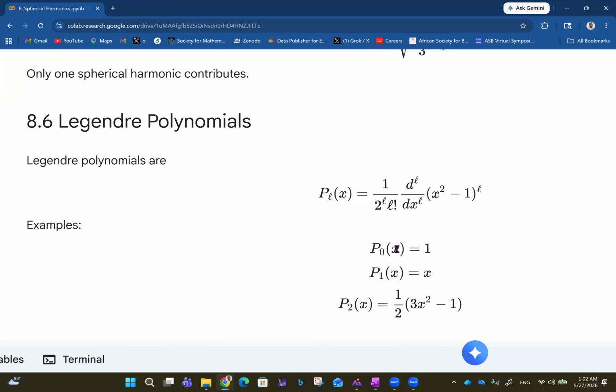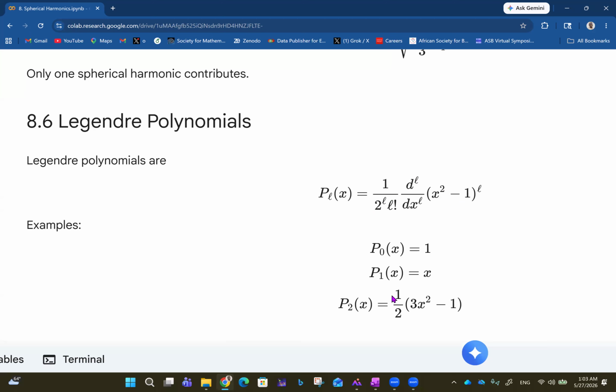Example now, for P0 of x, when L is 0, that'll be 1 over 2 raised to the power 0, that's 1. 0 factorial is also 1, so this whole thing is 1. d^0/dx^0 means no derivative, and anything raised to the power 0 is 1, basically. And then when L is 1, you have P1 of x, that's 1 over 2 raised to the power 1, that's 2. 1 factorial is also 1. So you have 1 over 2 here. Then d/dx means differentiate once because the power here is 1. So differentiate x squared minus 1, which is 2x. So 1 over 2 times 2x just gives you x.